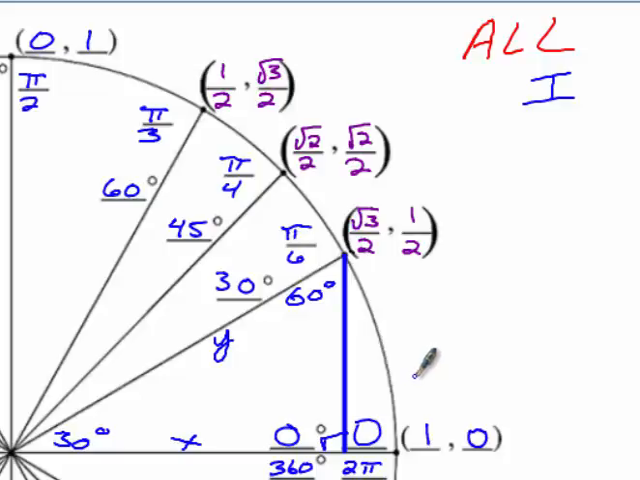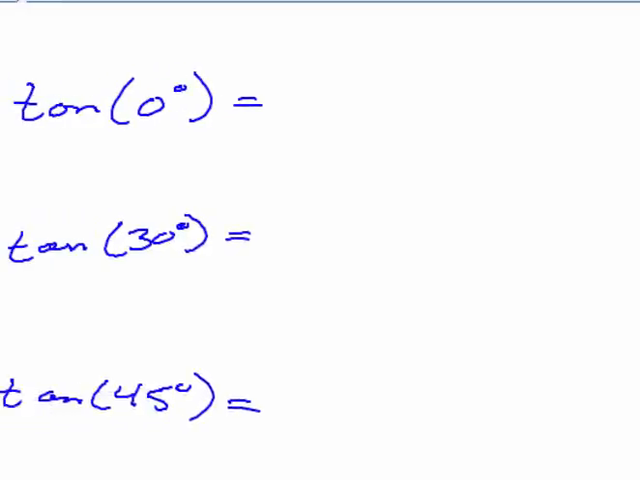If I wanted to know the tangent of 0 degrees, again, tangent is what over what? It's sine over cosine. Which one is sine, x or y? Y, so it's y over x. For 0, what's my y coordinate? 0. And what's my x coordinate? 1. And what's 0 divided by 1? 0. So the tangent of 0 is 0. These are the tangents for the first quadrant. If we know these, we know everything.